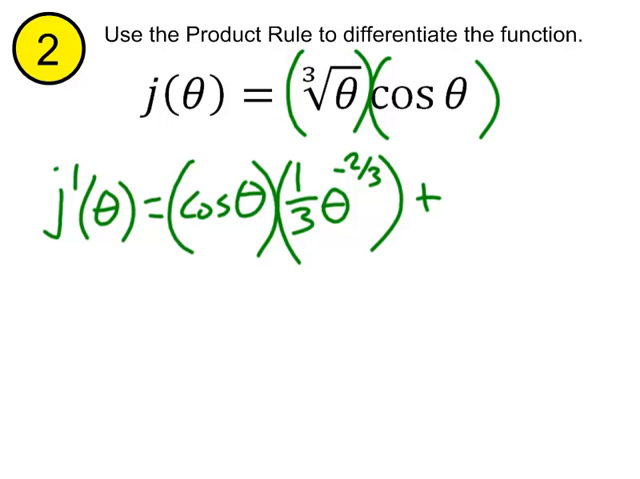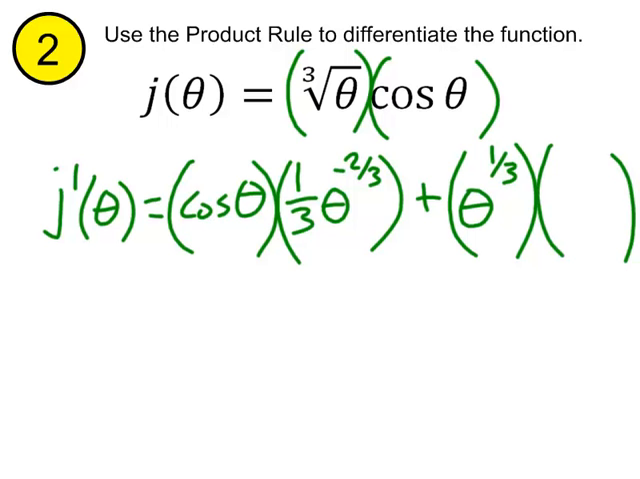Plus the first times the derivative of the second. So for the first one, I'll just put theta to the 1/3. And I would prefer to write it with the rational exponent instead of the radical, so theta to the 1/3 rather than the cube root of theta, times the derivative of the second. So times the derivative of cosine of theta. And that's negative sine theta.